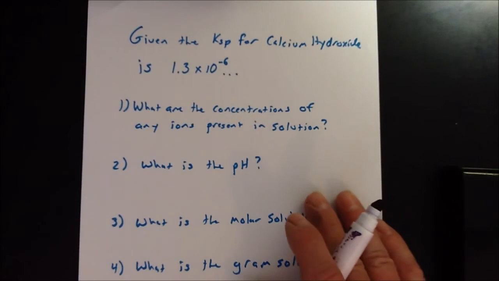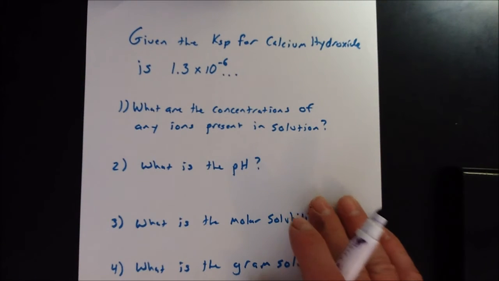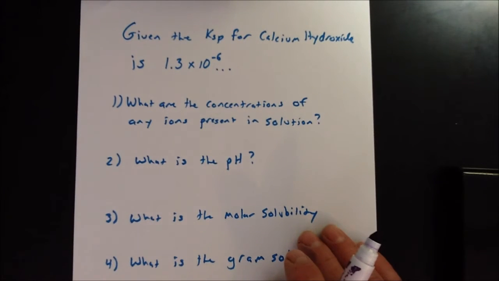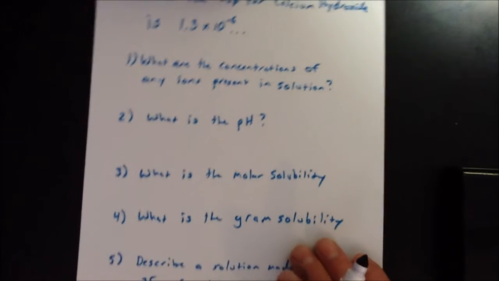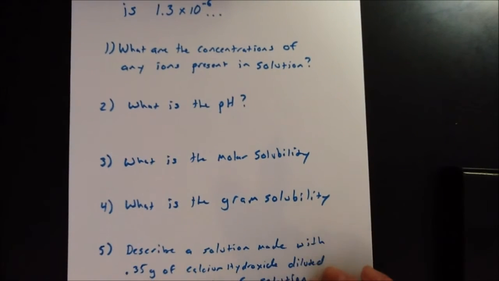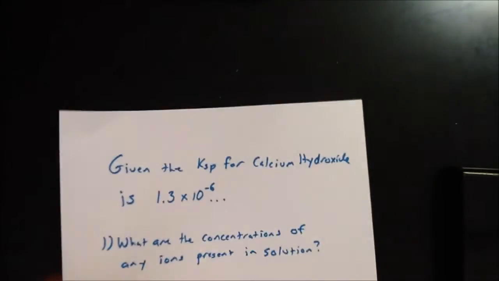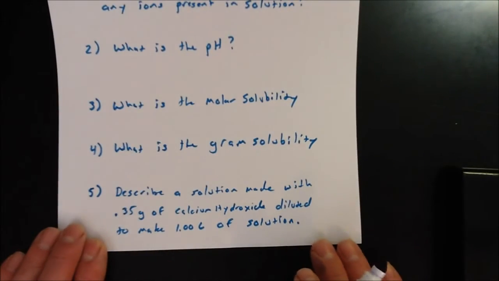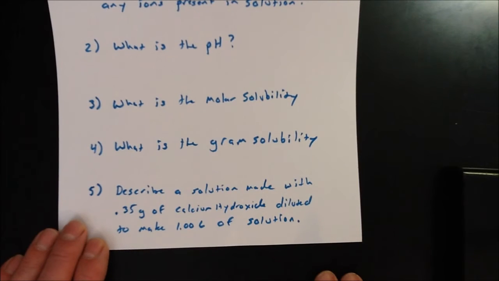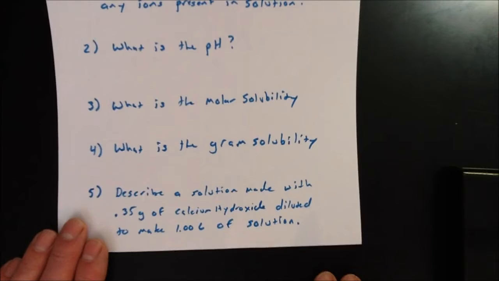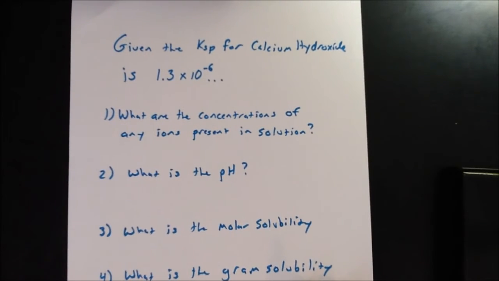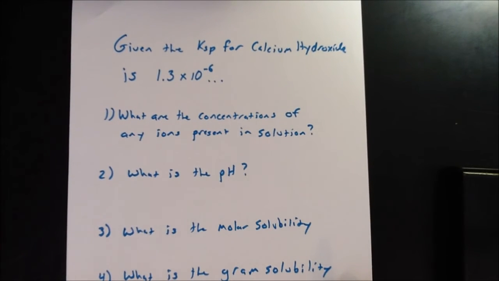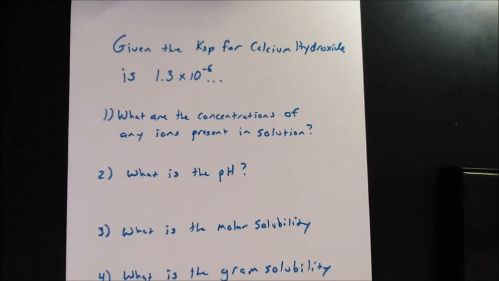Given that the KSP for calcium hydroxide is 1.3 times 10 to the negative 6, what are the concentrations of any ions present in solution? What's the pH? What is the molar solubility? What's the gram solubility? And then I'll throw in another question that goes along with what we talked about at the end of the last one. Review topic: describe a solution made with 0.35 grams of calcium hydroxide diluted to make a 1 liter solution. So we're doing a comparison there with the last question. Again, try it on your own, pause the video, and then I'll go ahead and work through it.